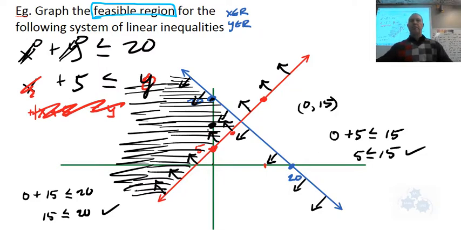Okay? So any questions about this? Because this is what you're going to need to be able to do here. 6.2, 6.3 is kind of a combined lesson here. Any questions about that?